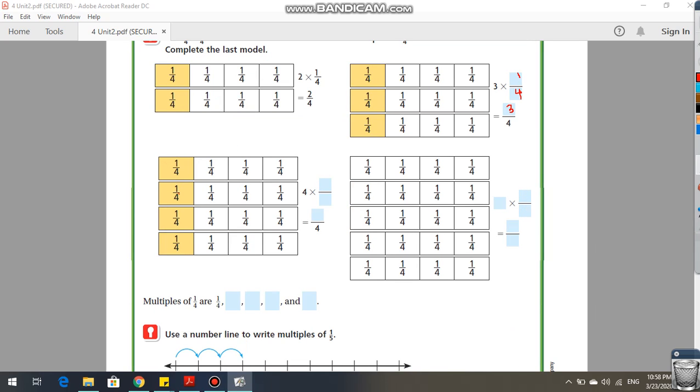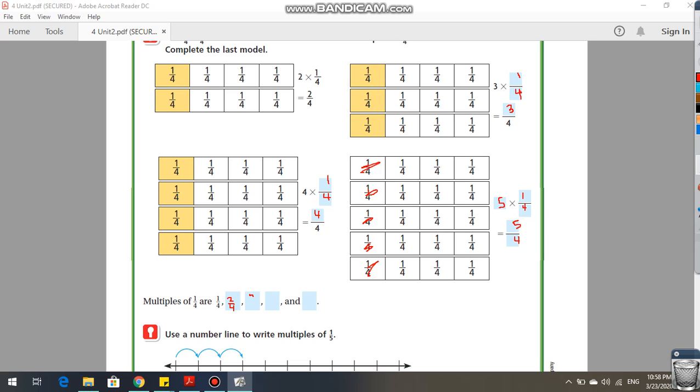And here, guys, I have how many parts shaded? 4 parts. Each part is what? A quarter. So I have a total of 4 over 4. Now if I shade one here, and one here, and one here, and one here, now I have how many parts shaded? 5. Each part is what? A quarter. So I have how many parts shaded in all? 5 over 4.